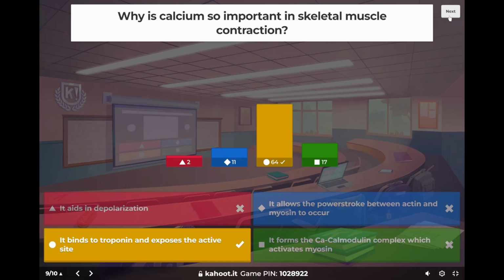It allows the power stroke between actin and myosin to occur. What is actually involved with that power stroke? ATP is involved with it, not calcium. The only thing that calcium does is bind to troponin and expose the active site. That's it. That's why calcium is important. If you don't have calcium, it's not going to bind to troponin, won't expose that binding site. No contraction is going to happen.